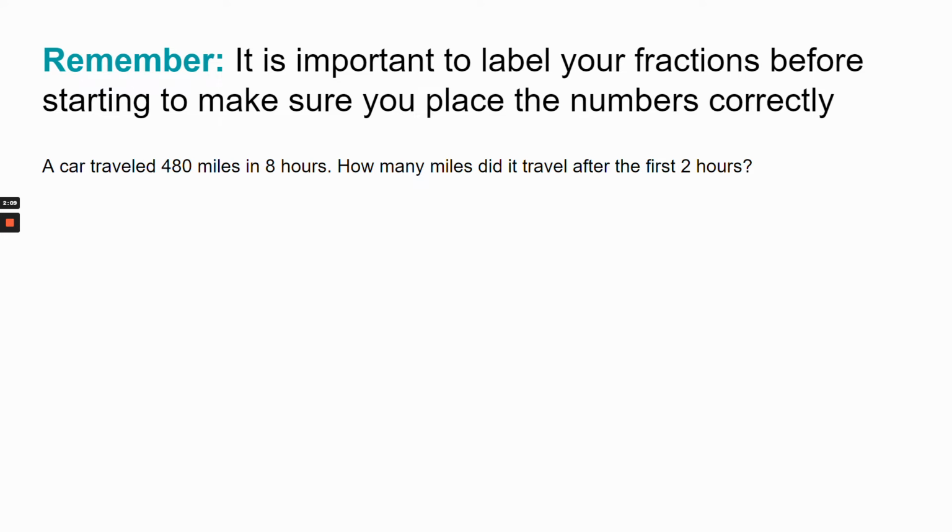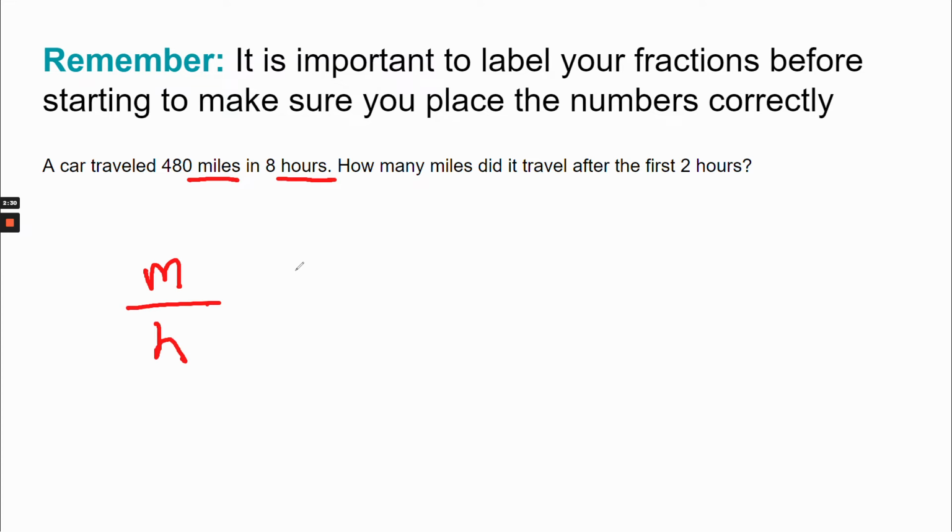Next, we're looking at this problem that says a car traveled 480 miles in 8 hours. So we need to think about what are the two things that we are comparing. We're comparing miles and hours. So I'm going to label my first fraction miles and hours. Remember that it's very important that you label before you start. I'm going to put 480 in my numerator because that goes with the miles, and 8 in the denominator because that goes with the hours.